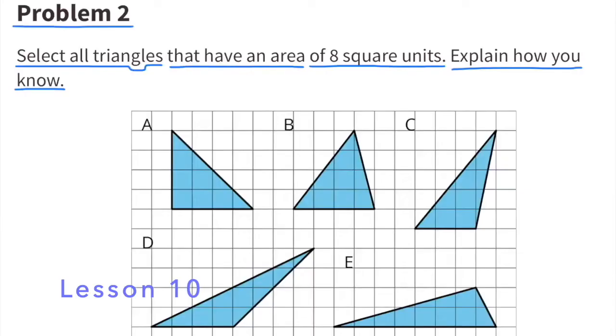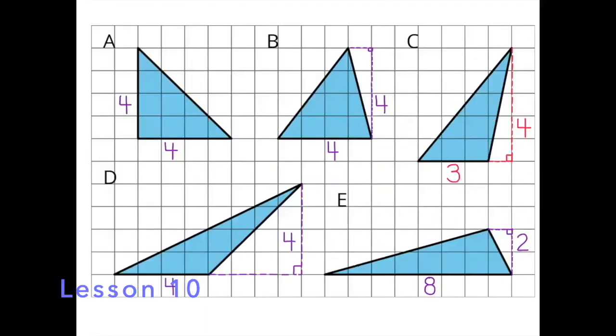Number 2. Select all triangles that have an area of 8 square units. Explain how you know. Triangle A has a base of 4 units and a height of 4 units. Triangle B has a base of 4 units and a height of 4 units. Triangle C has a base of 3 units and a height of 4 units. Triangle D has a base of 4 units and a height of 4 units. And triangle E has a base of 8 units and a height of 2 units.